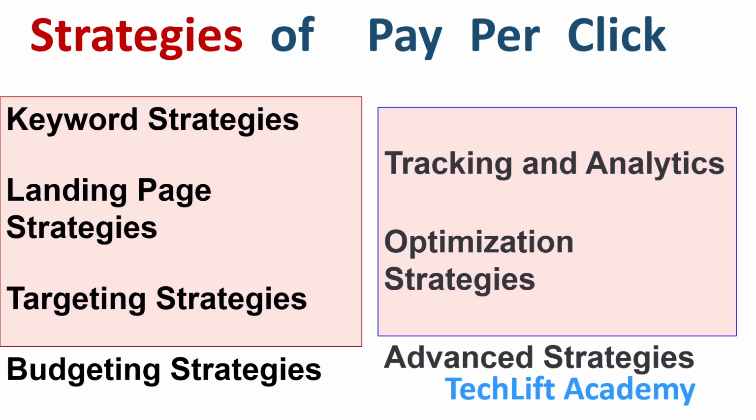Then we have what we call budgeting strategies. How are you budgeting? Are you budgeting yearly, monthly, weekly, or daily? I think we've looked at this, especially in terms of cost per click. How much are you investing to get just one conversion, one person buying, one person subscribing, one person signing up? So you have to budget all this.